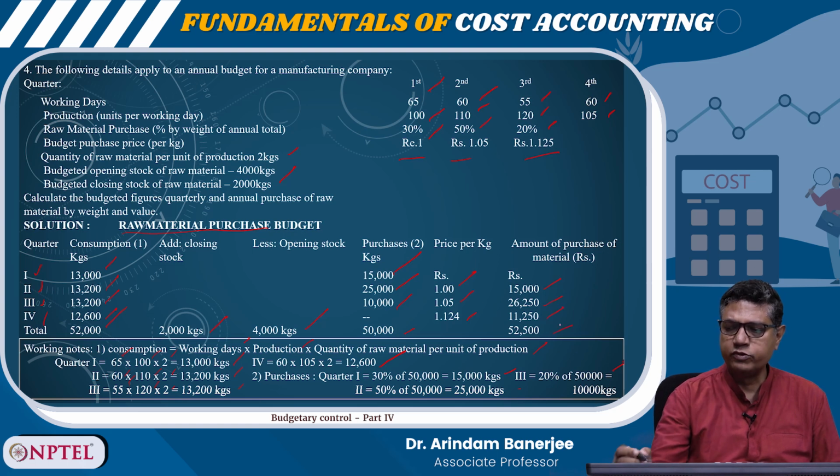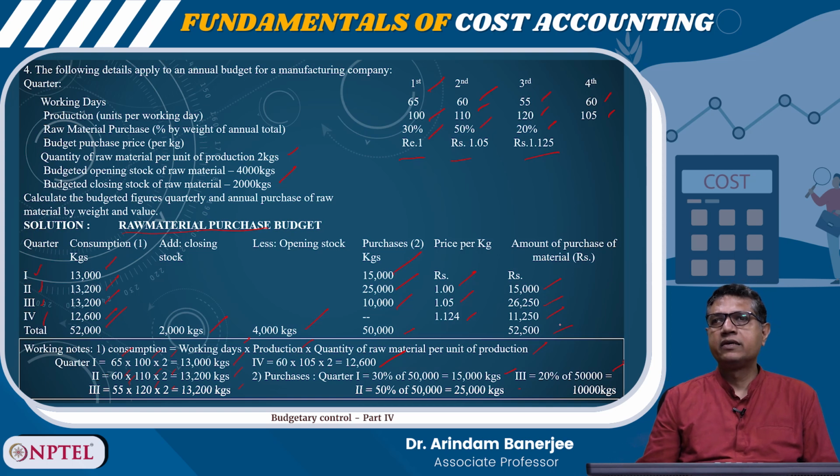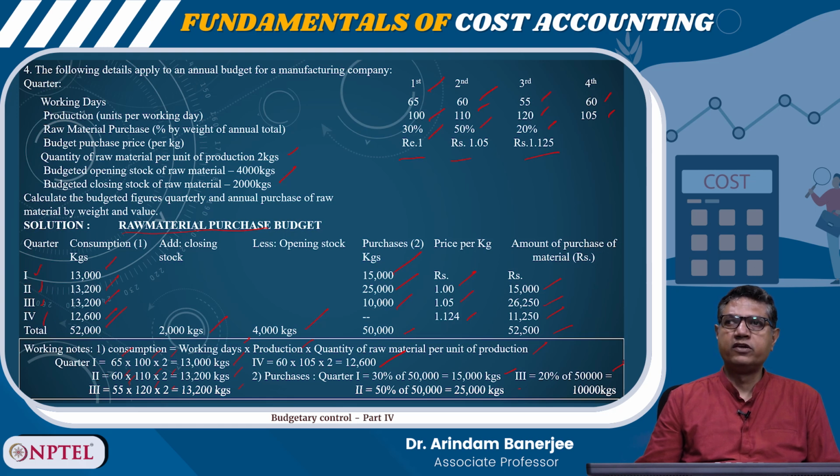So, total is 52,500. So, you can get an idea from the raw material purchase budget of how much raw material will be required in the forthcoming quarters, forthcoming months, and you need to make the provision for them.